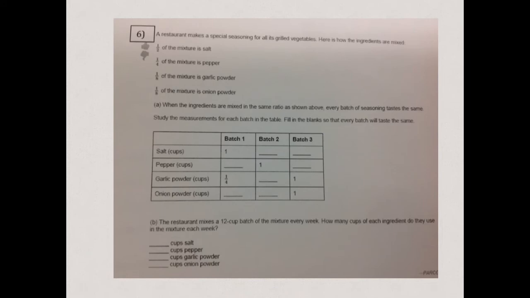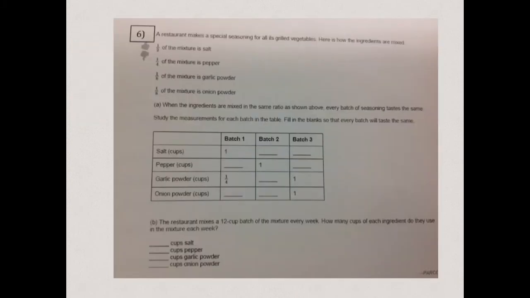Okay. Now, number 6, a restaurant makes a special seasoning for all its grilled vegetables. Here's how the ingredients are mixed. So I'm going to make a second video to solve this one and this one, number 7, okay? So if you want to take a break, or if you're starting on this, take a break and then come back and we'll look at these two together right now. So this will give you a better idea of how to answer these types of questions when we have that test, okay?